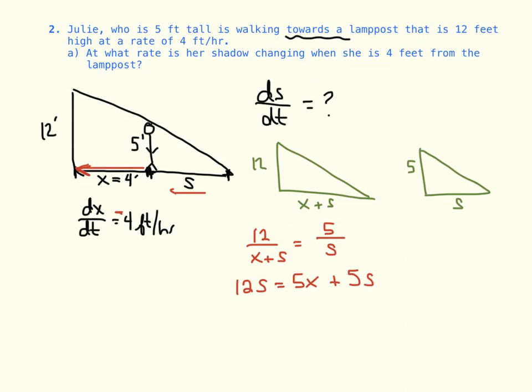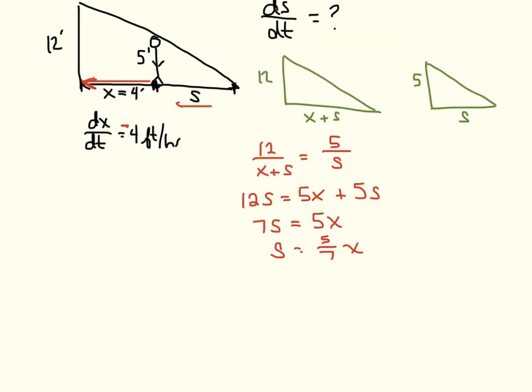All right, so let's get our s's on one side. Subtract 5s, and we'll have 7s is equal to 5x. Remember, we are solving for ds/dt. We want the rate of change of the shadow, so let's get s in terms of x. We're going to divide by 7, so s would equal 5/7 x. Take the derivative of that with respect to time. So ds/dt is equal to 5/7 dx/dt.